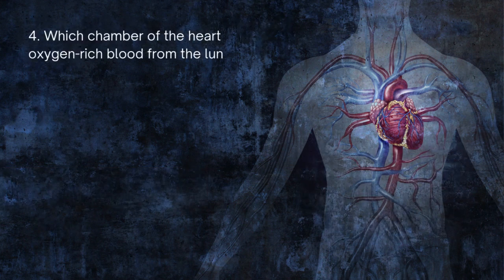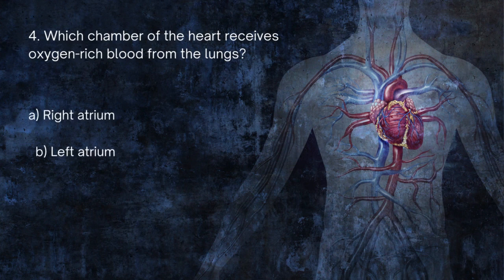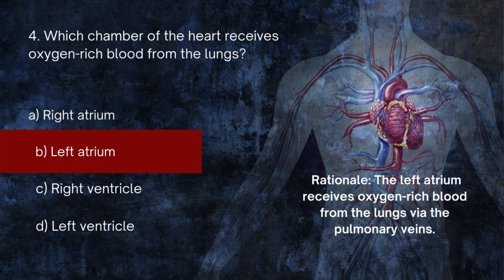4. Which chamber of the heart receives oxygen-rich blood from the lungs? A. Right atrium. B. Left atrium. C. Right ventricle. D. Left ventricle. Rationale: the left atrium receives oxygen-rich blood from the lungs via the pulmonary veins.